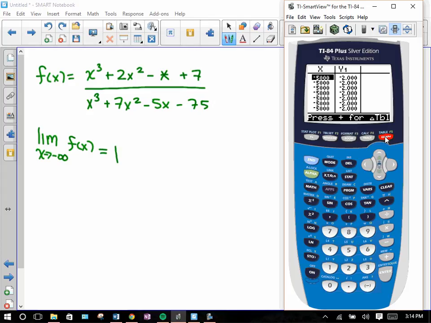That's cool. Part B is, instead of negative infinity, it says positive infinity. It's the same thing, because it's the same as the horizontal asymptote, right?